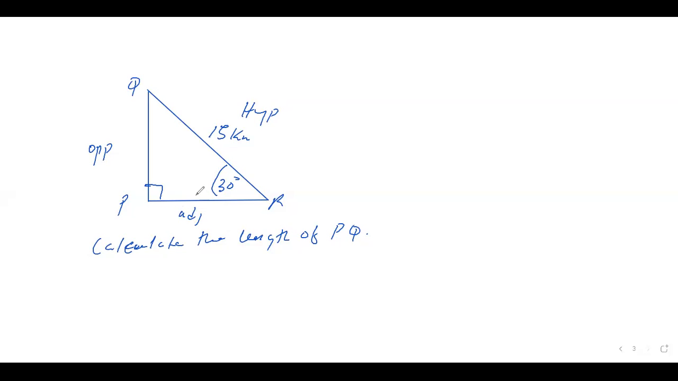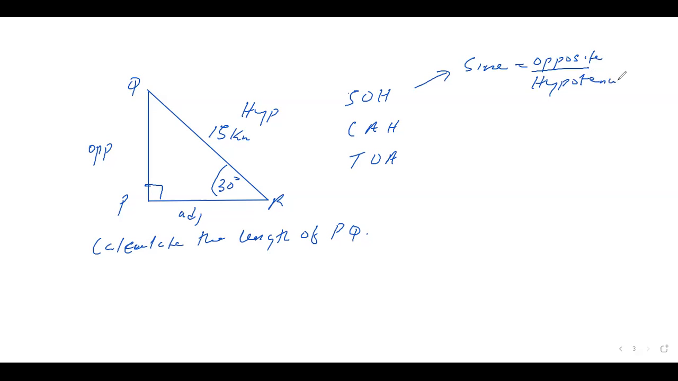Last week, I showed you one trick to find out which formula to use, right? What are the three formulas we need to know here? The SOH, the CAH and the TOA. So sine is equal to opposite over hypotenuse, right? And cosine is adjacent over hypotenuse. Am I right?